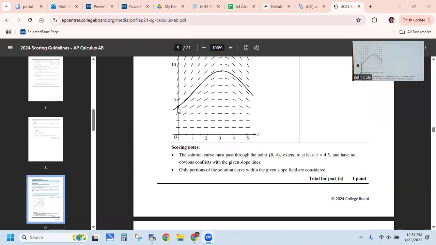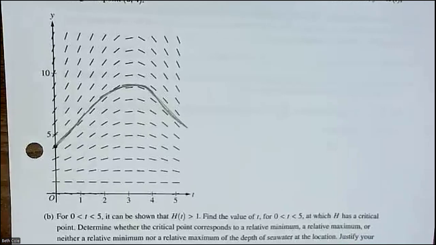No obvious conflicts, that's very subjective. I don't know honestly what that means. I guess as long as it's good enough. Do you remember how when you did these on Delta Math, if it was close enough, it counted it right? Only portions of the solution curve within the given slope field are considered. So if you do like a curly Q, don't do that. If you started doodling like a picture of your mother over here or something, they don't count that. Is all that I'm saying. It's only worth 1, so not a deal either way.